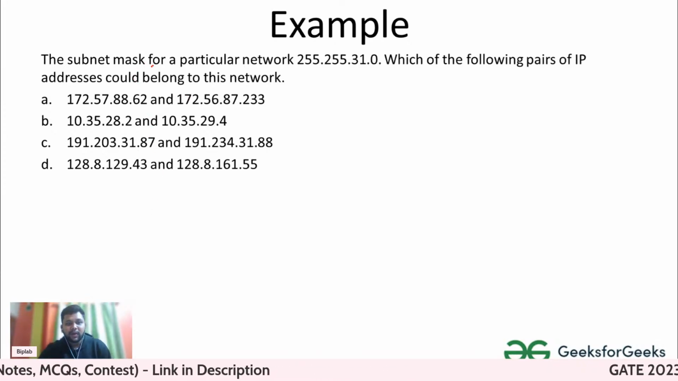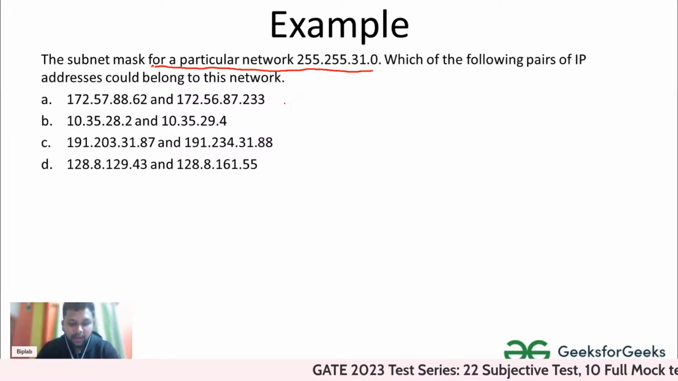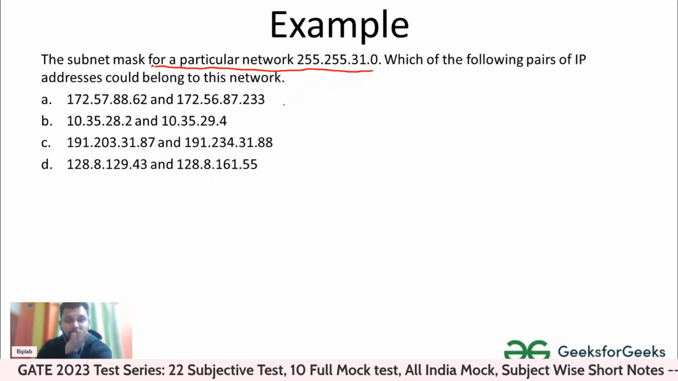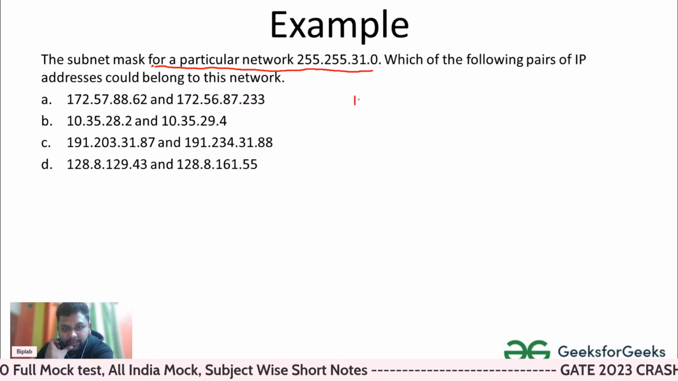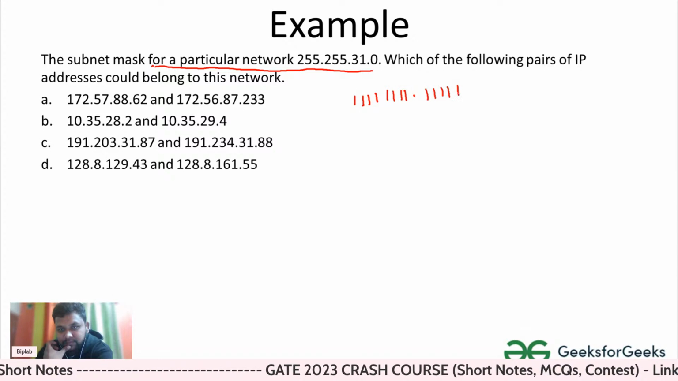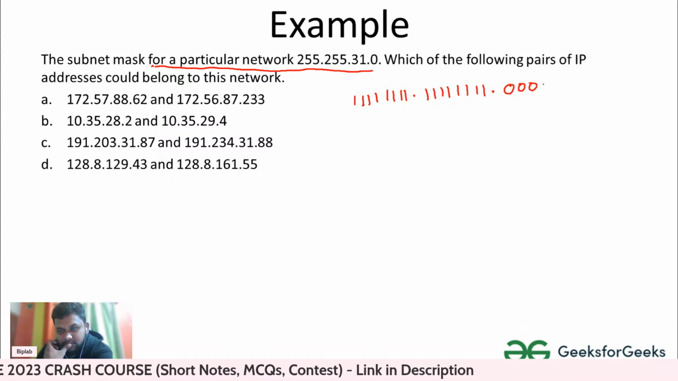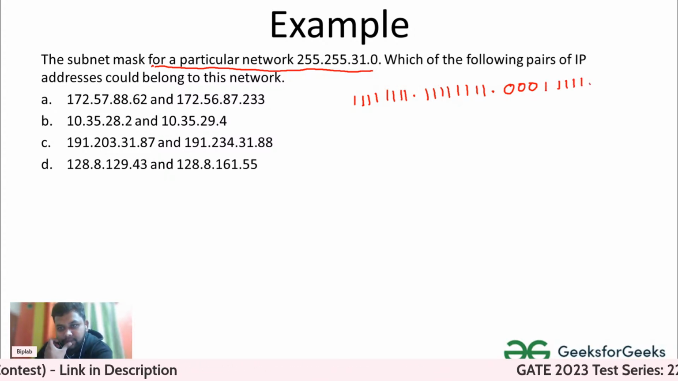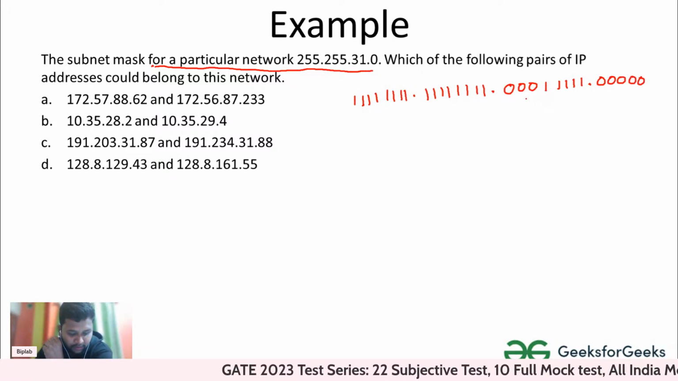The subnet mask for a particular network is given. Okay, this is an interesting one. You may see something different here. Now let's write it. 1 1 1 1 1 1 1 dot. So this is how the subnet mask looks like.